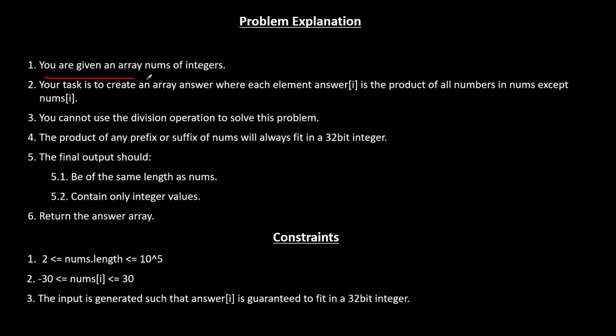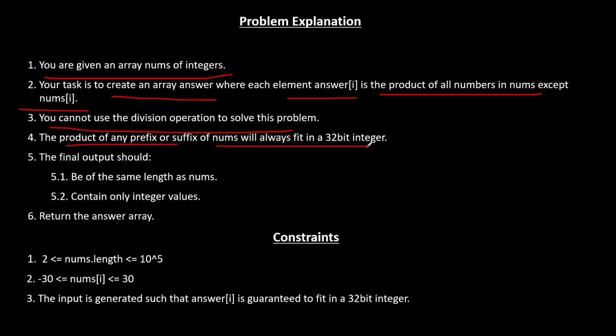So you are given an array nums of integers. The task is to create an array answer where each element answer[i] is the product of all numbers in nums except nums[i]. You cannot use the division operation to solve this problem. The product of any prefix or suffix of nums will always fit in a 32-bit integer. The final output should be of the same length as nums and contain only integer values, and return the answer array which you have created.